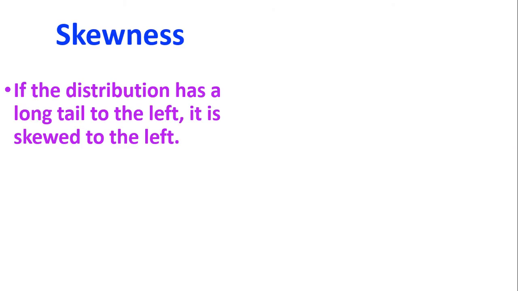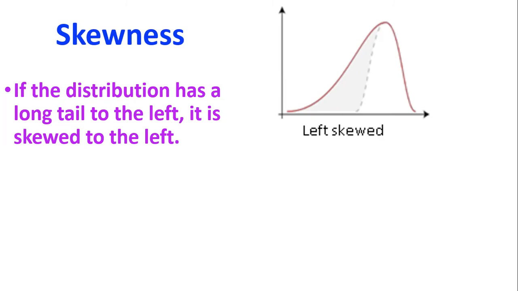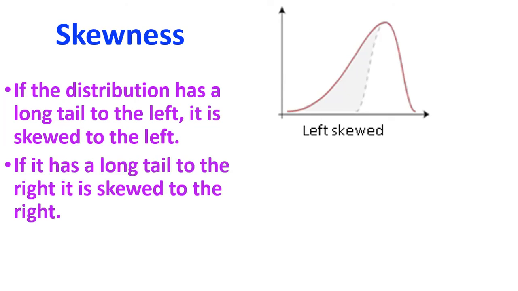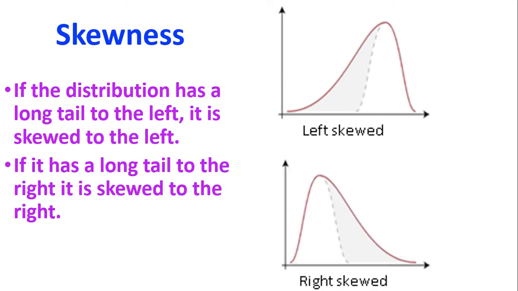If the distribution's got a long tail on the left hand side, that means it's skewed to the left. And from the diagram there you can see the tail is on the left hand side. This is sometimes also called negative skewness, because if you think about your positive and negative number line, it's going towards the negative side. If you've got a long tail on the right hand side, we say it's skewed to the right, and again we can see in the picture there's a longer tail on the right hand side. That can sometimes also be called positive skewness.